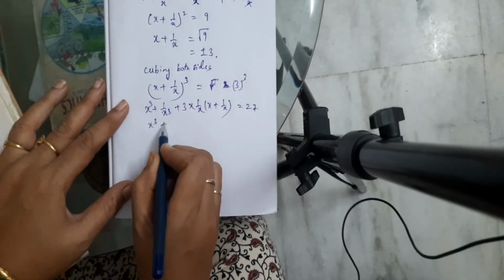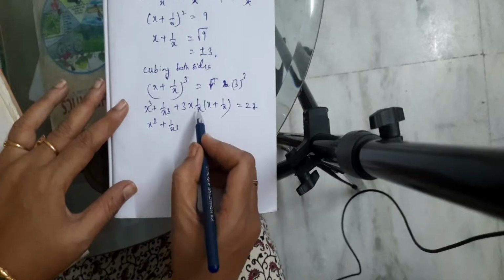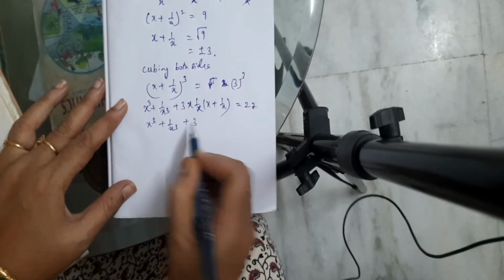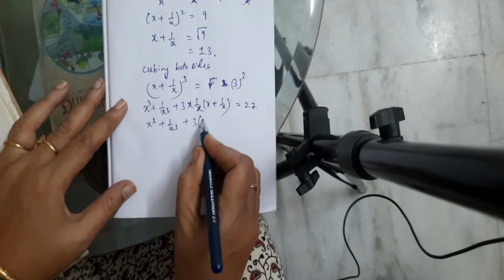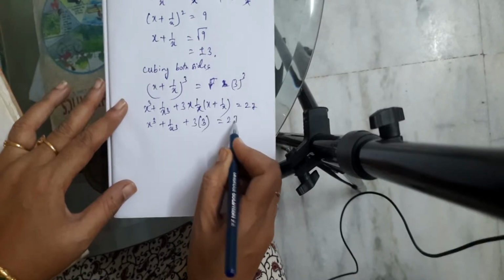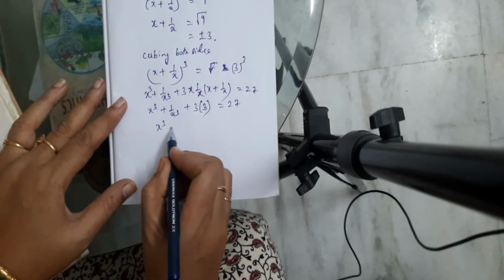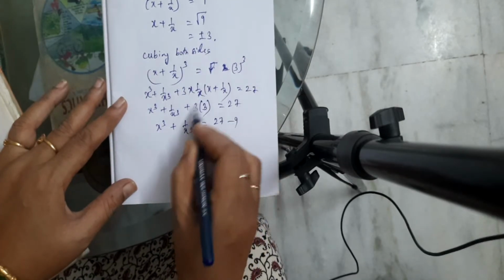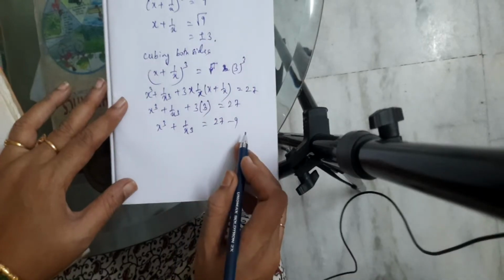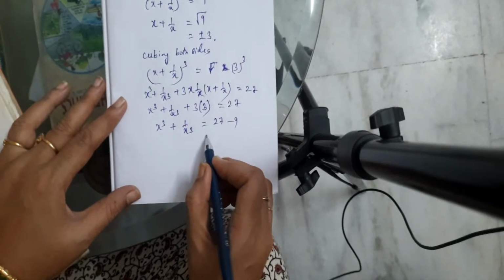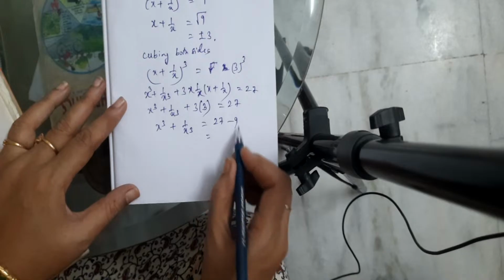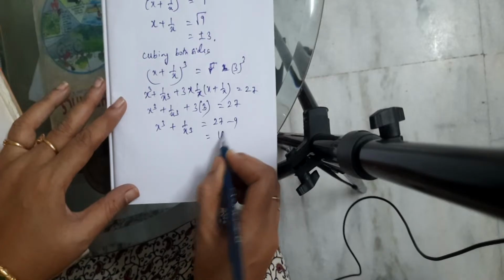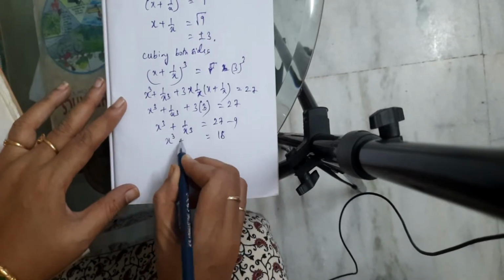Now x cube plus 1 by x cube, where x gets cancelled, and the value of x plus 1 by x is 3, so replace it with 3. x cube plus 1 by x cube is 27 minus 9, shifting the 3 times 3, which is 9, towards the right. So it is 27 minus 9. After subtraction, the final answer is 18.